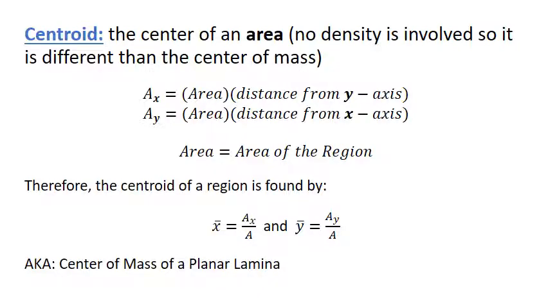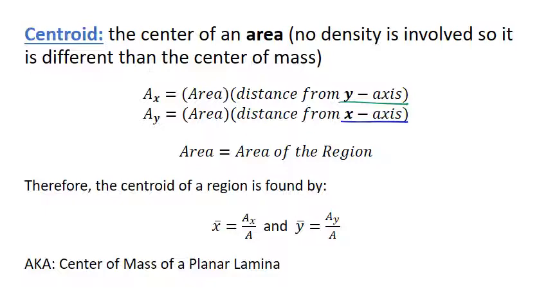Now, there are occasions in which we want to find what's called the centroid, and that's the center of an area, and so no density is involved here. If that's the case, it is referred to as a sub x, which is the area times the distance from the y-axis, and so these are essentially x values. On the other hand, a sub y is the area times the distance from the x-axis, which are the y values. And area is just found by the area of the region.